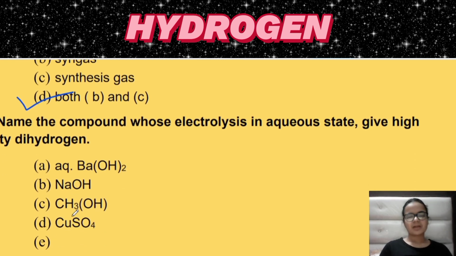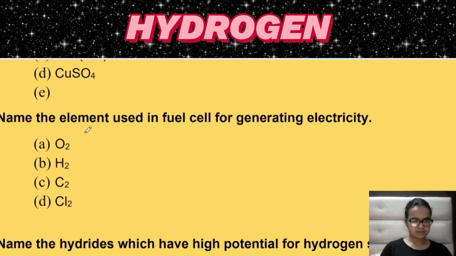Next question is, name the compound whose electrolysis in aqueous state give high purity dihydrogen, and the answer is aqueous barium hydroxide. This one, A is the right answer. Next is, name the element used in fuel cell for generating electricity, and the answer is H2.